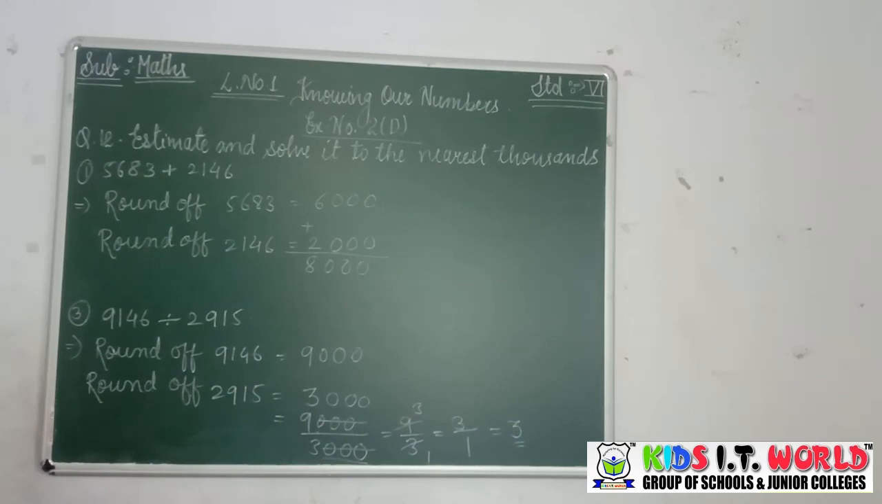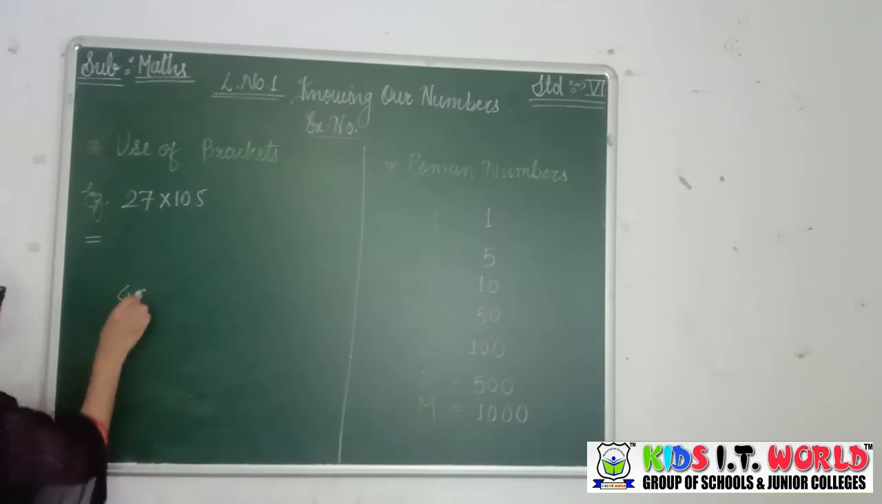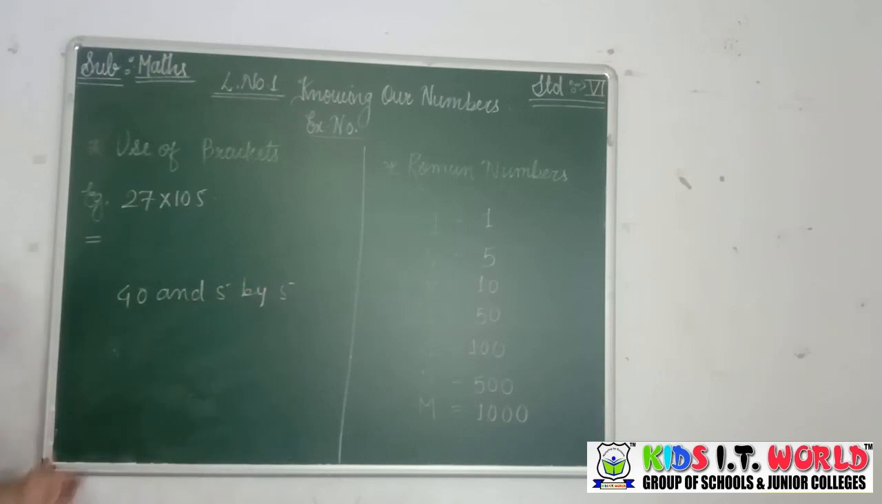Now we will see the next topic, how to use the brackets and some sums on the Roman numbers. Now, in the use of brackets, how will you use the brackets? Let's see, use of brackets helps us to do the calculation in a systematic and accurate way. Suppose we want to find the difference of 40 and 5 by 5. For example, I am just taking an example here.